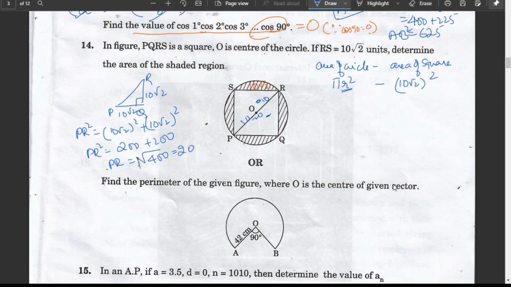So substitute here 3.14. They have not given, but the radius is not a multiple of 7, so I have taken 3.14. 10 into 10 minus 10 square, 100 into 2, 314, 2 zeros, 2 shift, minus 200, you get 114 square units. It is area.